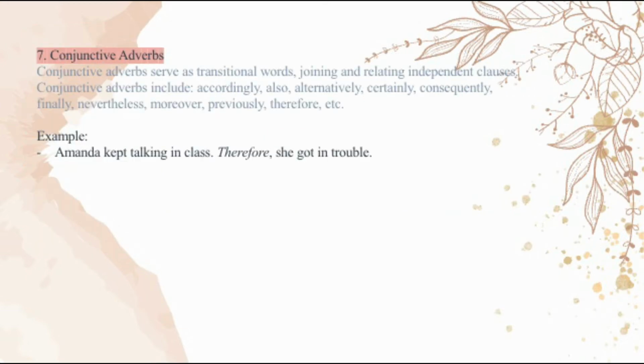And then the last type of adverb is conjunctive adverbs. Conjunctive adverbs serve as transitional words, joining and relating independent clauses. Conjunctive adverbs include accordingly, also, alternatively, certainly, consequently, finally, nevertheless, moreover, previously, therefore, and etc. For example, Amanda kept talking in class, therefore, she got in trouble.